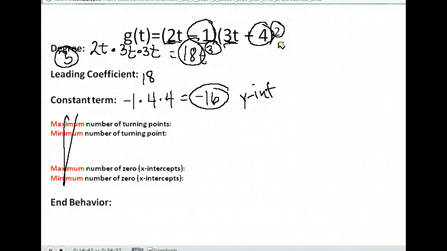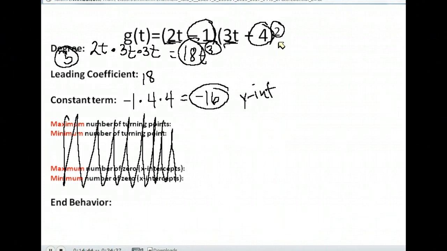Okay, we're not going to worry about turning points this time just to save us some time, but we do absolutely want to know our end behavior. So we had odd degree and a positive leading coefficient of positive 18. So what is our end behavior going to look like? Well, if we look back at our notes, it looks like this and this. Up to the right, down to the left.